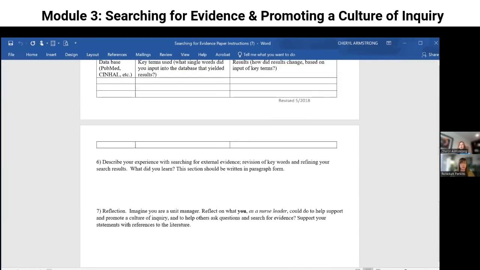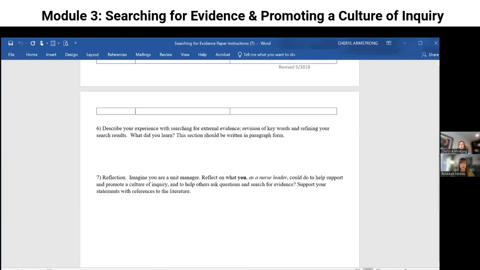And then make sure you include number 7 here, not necessarily number 7 on there, but reflection. Imagine you're a unit manager, and what would you as a nurse leader do to help promote a culture of inquiry? So make sure you don't forget that last part. It's worth a few points, and we always hate to take off points. So make sure that you include that. That's a really important thing to include. It will get you thinking about how you can support others in searching for evidence.